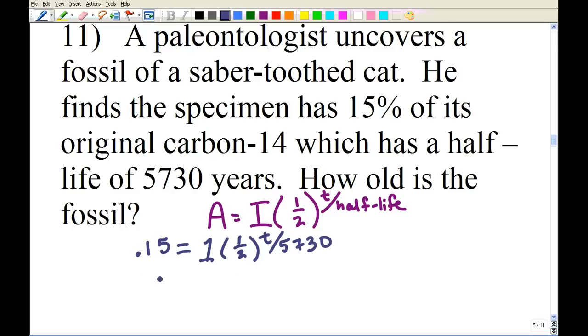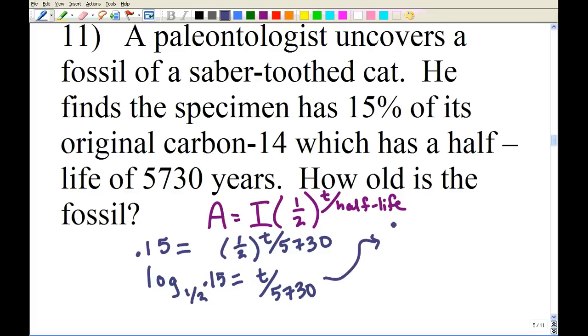I'm going to rewrite this as a log. So I'm going to have log base 0.15 of, by the way, this 1 times anything doesn't matter, so really when I'm rewriting this I've already ignored that. So log base 0.15 of, oh dear, that was wrong. Clearly my base is 1/2. Log base 1/2 of 0.15 equals T over 5,730. So then at that point we can get T by itself, because I will multiply both sides by 5,730.